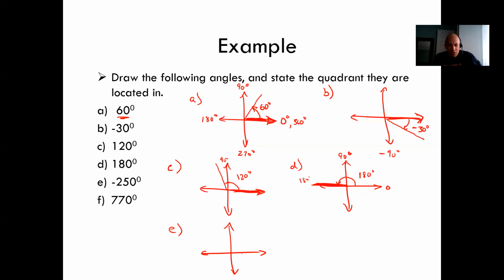Okay, so what this would look like here is we'd be at 0. We're going negative, so we're spinning this way. If we spin halfway, that's 180, and we have to go an additional 70 degrees past it. So we'd be pointing maybe something up like that, and that would be negative 250.